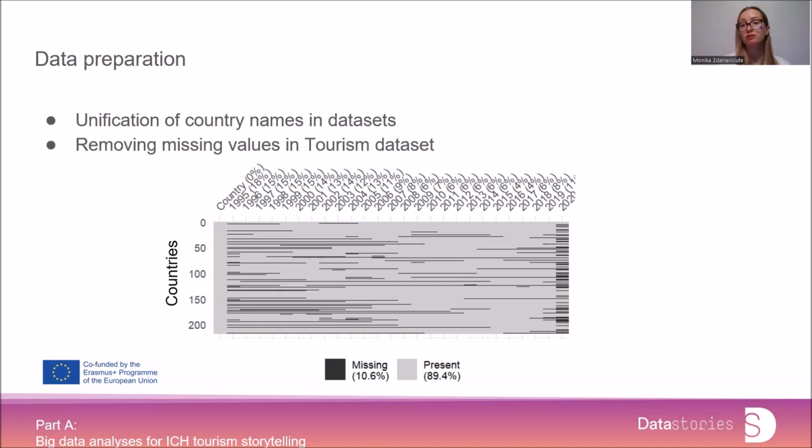Then we had to deal with missing data in the tourism dataset, because as we can see in this picture, where missing data is marked in black color, a lot of countries haven't collected this data earlier. Some of them have missing parts in the middle or at the end of the time interval. And about half of the countries haven't collected tourism data in the 2020s, probably because of COVID. So we had to drop this data.